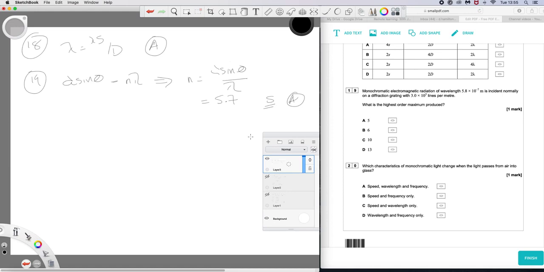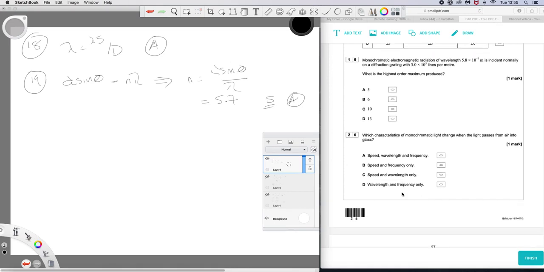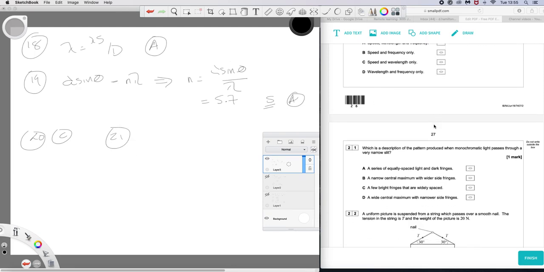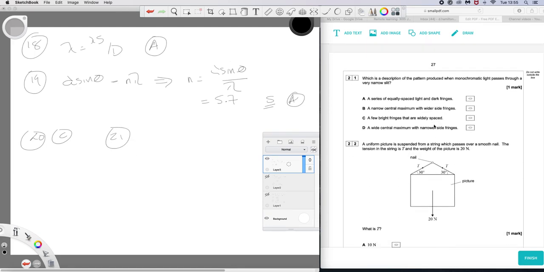Question 20. What changes with refraction? Not frequency. Speed and wavelength, C. 21. What is a description of the pattern produced when monochromatic light passes through a very narrow slit? Well, you would expect a wide central maximum with narrow side fringes, would you not? I certainly hope you would.